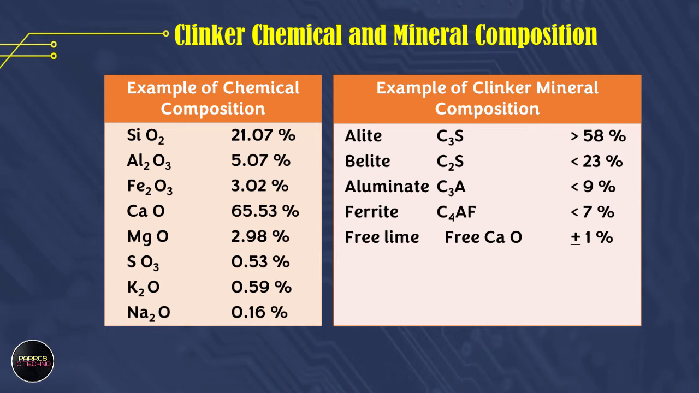And an example of clinker mineral composition is: alite or C3S is more than 58%, belite or C2S is less than 23%, aluminate or C3A is less than 9%, ferrite or C4AF less than 7%, and free lime or free CaO is about 1%.